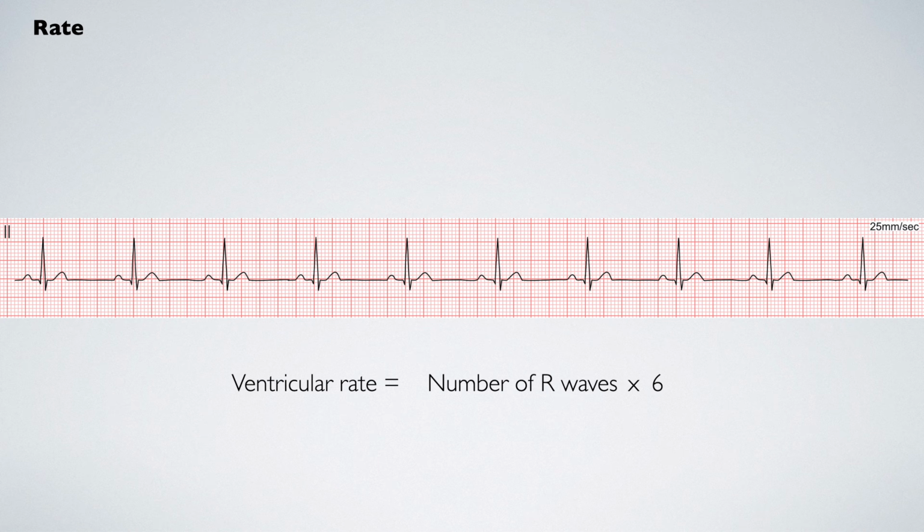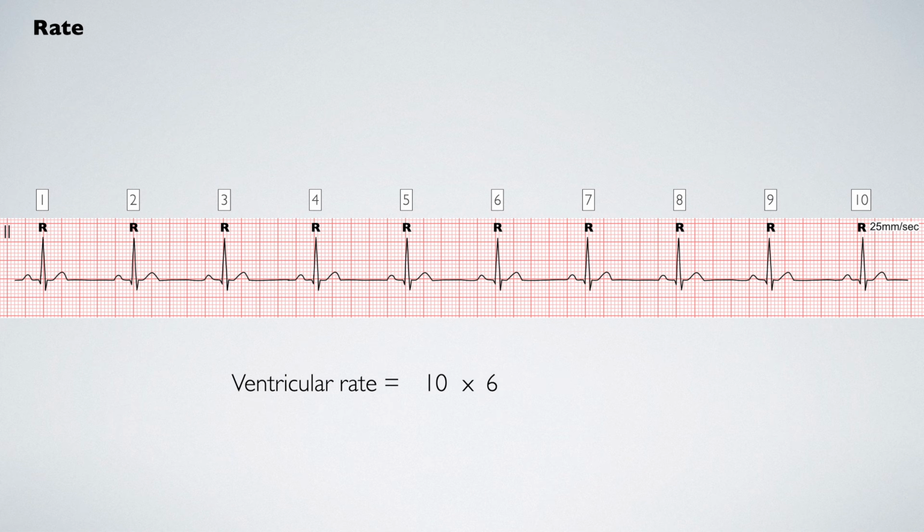The first is to count the number of R waves in the rhythm strip and multiply this number by 6. This will give you the rate in both regular and irregular rhythms. For example, if there are 10 R waves in the rhythm strip, the ventricular rate is 60 beats per minute.